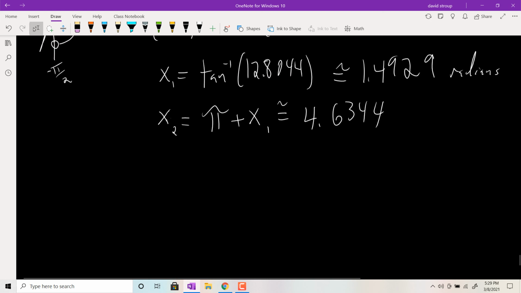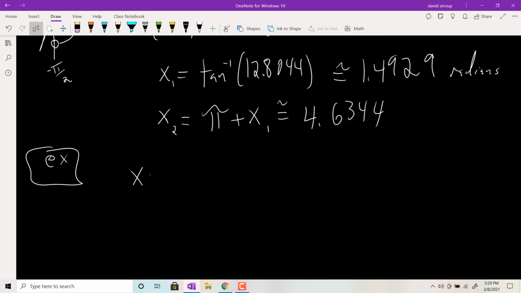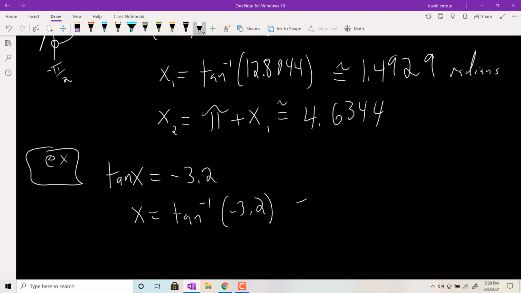Okay, let's look at a different one. So let's try another example a bit like this one. So let's say tan of x is equal to negative 3.2. Okay, and we go into our calculator, get tan inverse of negative 3.2, and see what that is. Okay, so get my calculator out.